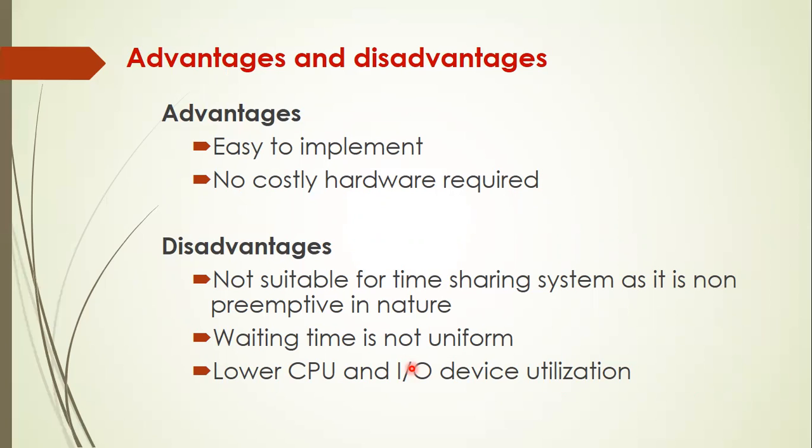At the same time, if one process has not requested any IO operation, it is not utilizing the IO device, so its IO device utilization is poor. Some processes need more IO operations, which means their IO device utilization is more. So CPU utilization is also not perfect and not efficient, and IO device utilization is also not efficient.